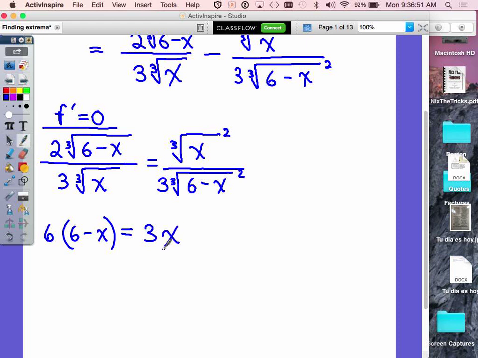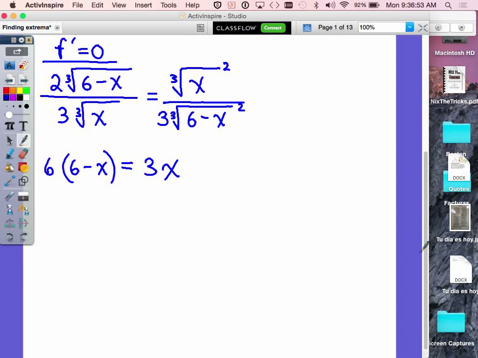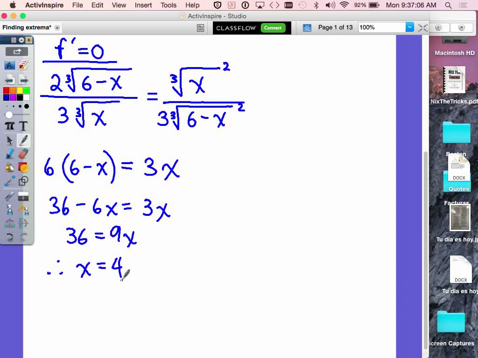So I can now finish this off very easily. 36 minus 6x equals 3x. So 36 equals 9x, and we're left with x equaling 4. So I have a critical value at x equals 4.